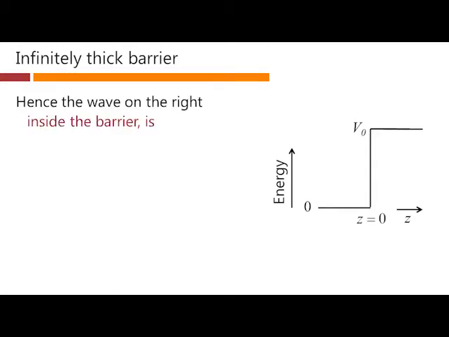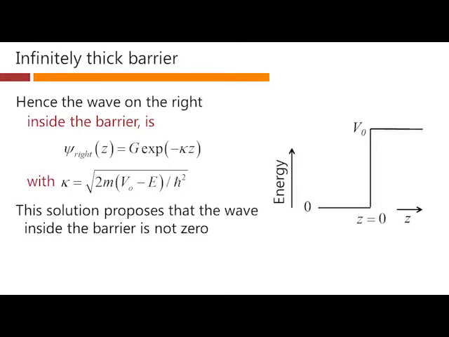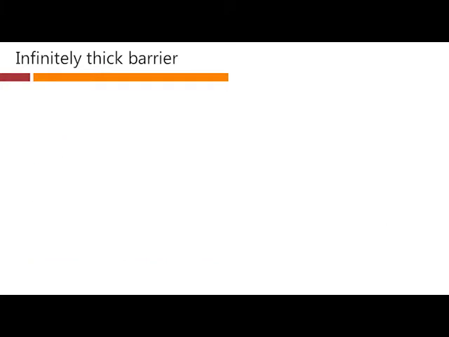So the wave on the right, inside the barrier, is now going to be just some constant g we're going to figure out, times e to the minus kappa z. That's exponentially decaying, with our kappa, as we said before. So, importantly, this solution proposes that the wave inside the barrier is not 0. Instead, it falls off exponentially. This is not like classical physics.